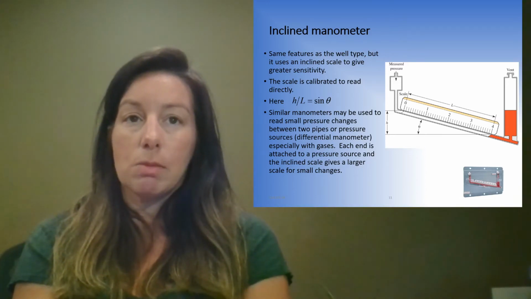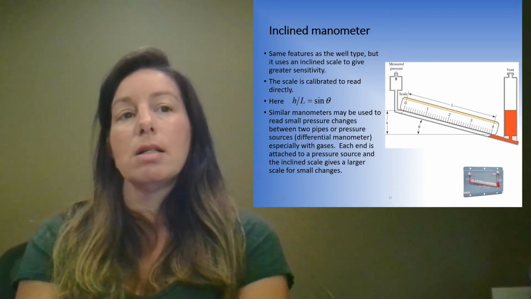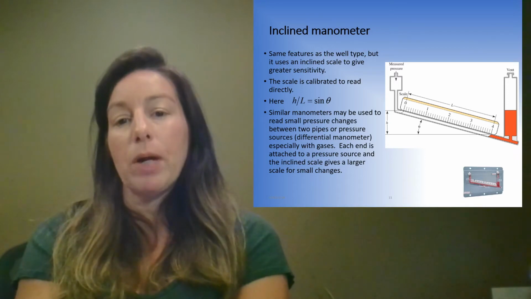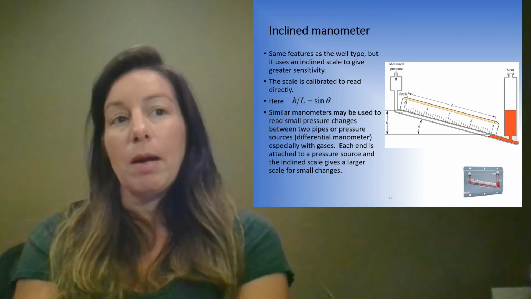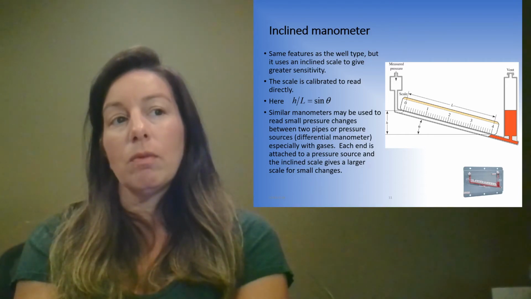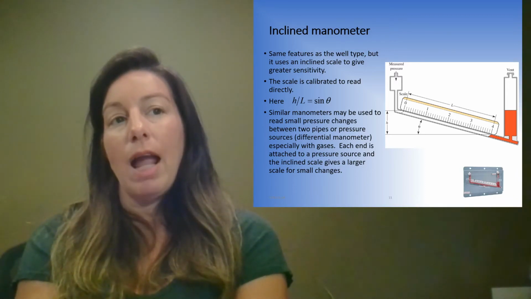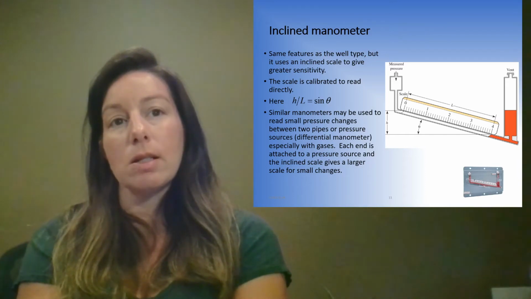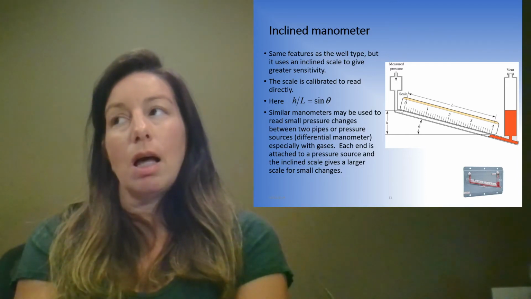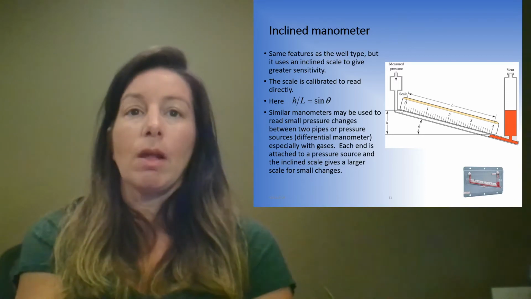It's all just is what it is. And so here the change in height, so that pressure head, is divided by the length of the ruler, and that is equal to the sine of the angle. So the angle on the incline: sine of theta equals opposite over hypotenuse, and there it is.